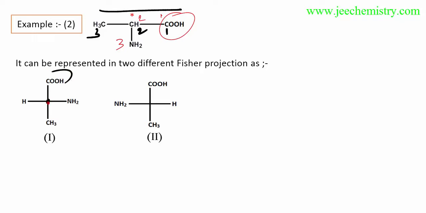Now this will be our chiral carbon. So NH2 may be on the right side, or the NH2 may be on the left side. Here the left side is shown, here the right side is shown. So two possible structures of the Fischer projection formula are given below.